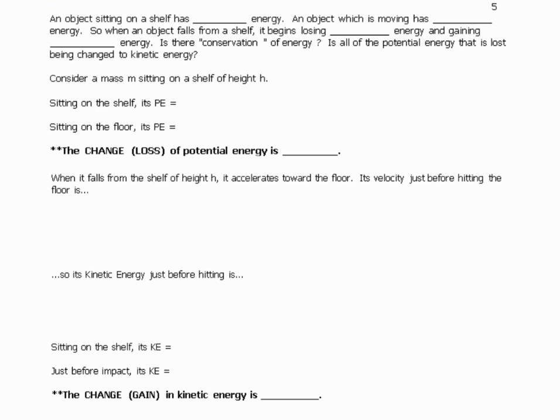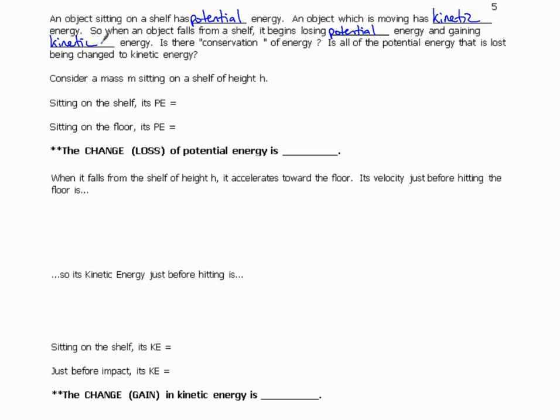An object sitting on a shelf has potential energy. An object which is moving has kinetic energy. So when an object falls from a shelf, it begins losing potential energy and gaining kinetic energy. Is there a conservation of energy? Is all of the potential energy lost being changed to kinetic energy?